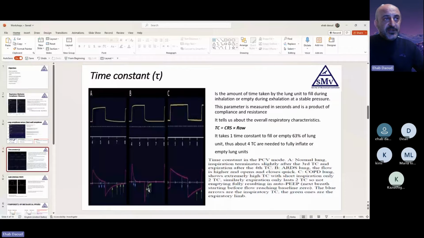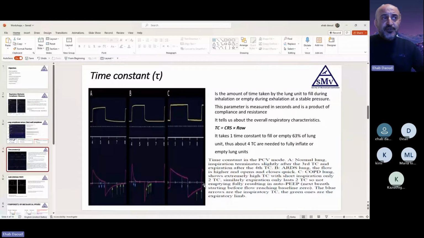And if you look at this other example here, it's an obstructive. You can see that the lung is still filling. There's 2 time constants and still exhalation started after the second one. Same here, the patient is exhaling and only 2 time constants and the next breath starts. Because the lung didn't have the time of the 4 time constants to happen, the patient developed auto PEEP, which we'll talk about in a little bit.